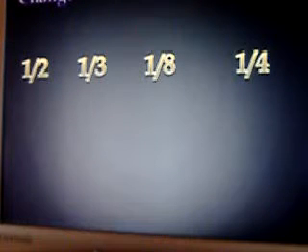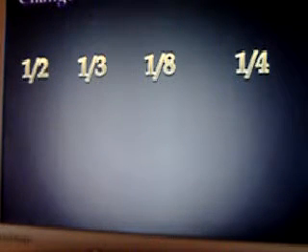Let's look at these four figures. Each one of them has a different amount shaded. Who can name the first one? And the second, how much is shaded? And the third. And lastly, so we have 1/2, a third, an eighth, and a fourth. What we are going to do today is change our fractions into decimals. Let's look at our fractions.